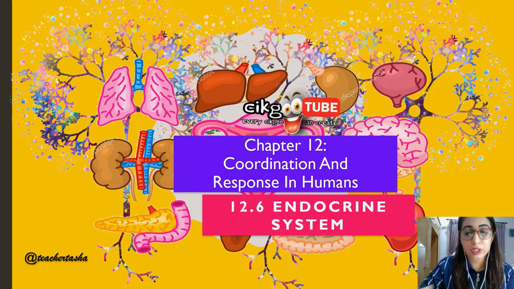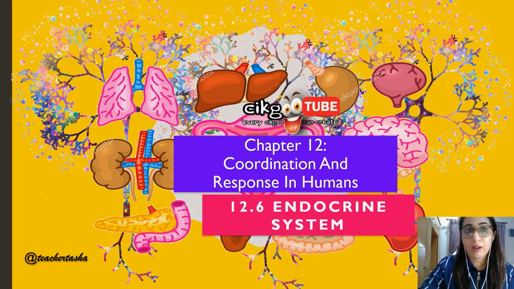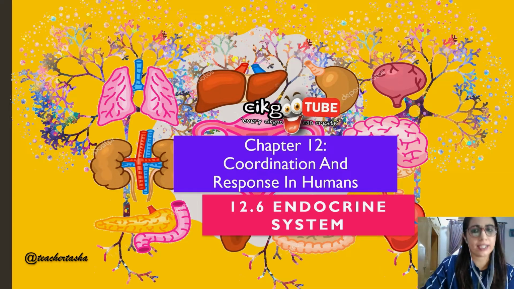Today we are going to look at 12.6, which is the endocrine system, still under Chapter 12, Coordination and Response in Humans. Even for 12.7, there will be another blog link for the notes. 12.7 is also health issues related to the endocrine system, so you can read it through that. So get your pen and paper ready and let's do this, take notes.